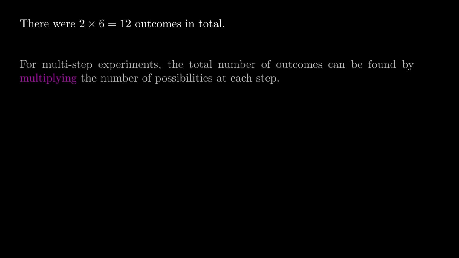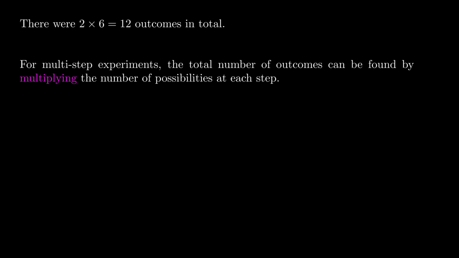And that's true in general, that whenever we do multi-step experiments, we do one thing after another, right? The total number of possibilities can be found by multiplying the number of possibilities at each step.